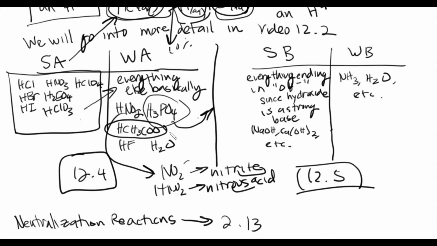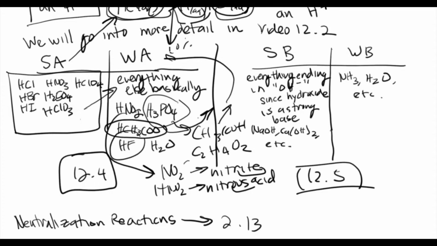HCH3COO. Now you're used to seeing CH3COOH, or maybe the condensed form C2H4O2. All of these mean the same thing. They're acetic acid. Acetic acid's a part of the weak acid list, so it's a weak acid. Hydrofluoric acid is also a weak acid.